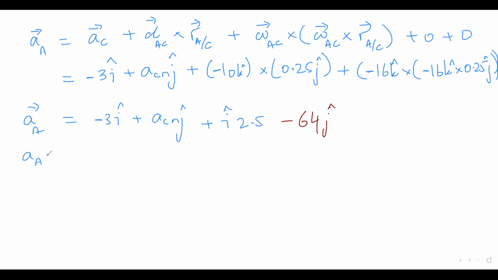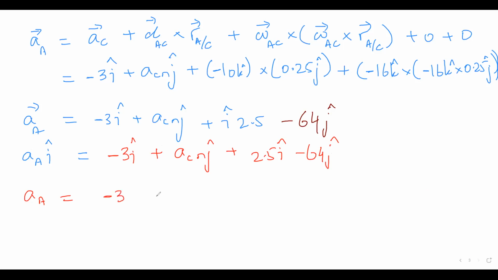So we have students who are agreeing. By the way, if you don't agree with me, you really need to raise your hand and we can discuss it. Please don't hesitate, everyone. Okay, so I have minus 3I plus ACN J plus 2.5I minus 64J. Give me the values. AA comes out to be? AA is 0.5 I. He's right, I think. And the J component, 0J equal to ACN minus 64.